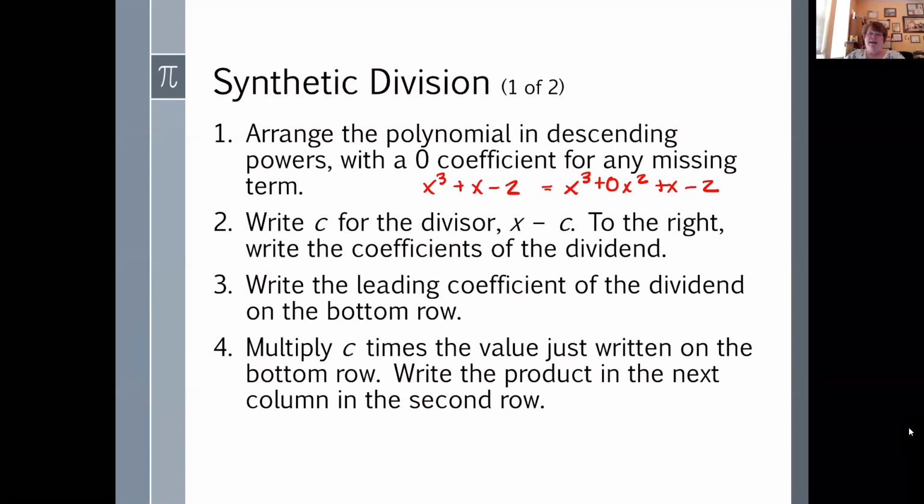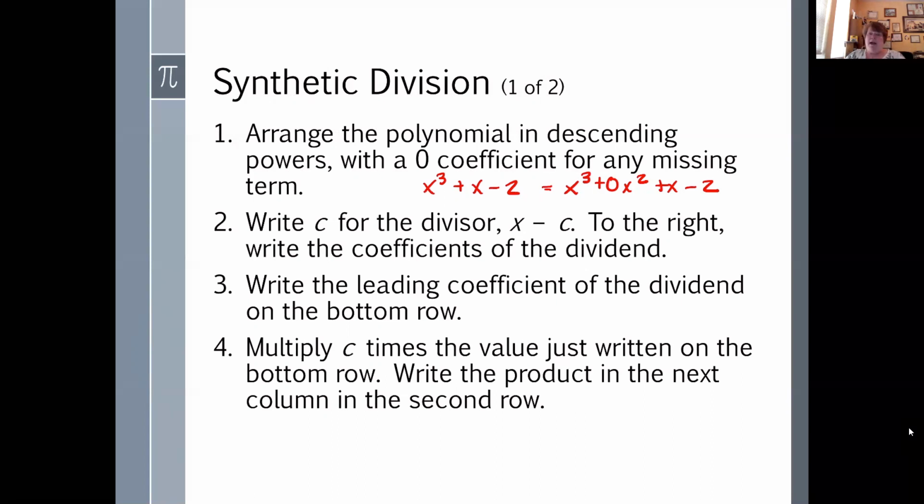All right, the next thing you do is write c for your divisor, x minus c. So remember, your divisor is a first-degree polynomial function written in terms of a subtraction. So it's x minus a constant. So that constant that you're subtracting is your divisor. You're going to write that to the right of the coefficients in your dividend.